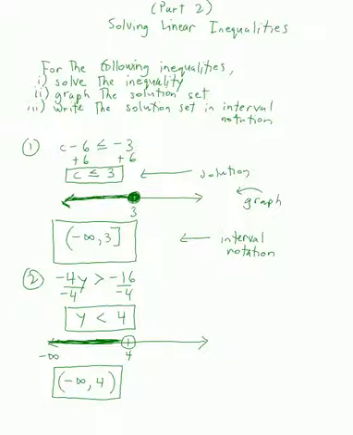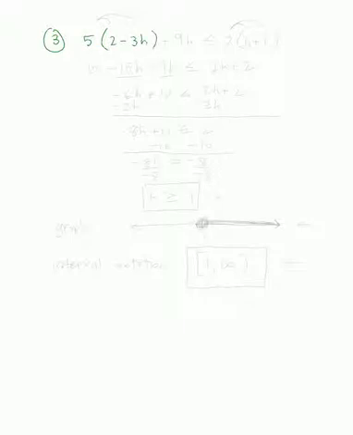We're going to do 1 or 2 more actually. These are going to be tougher, multi-step ones. Let's do the following. 5 times (2 minus 3h) plus 9h is less than or equal to 2 times (h plus 1).